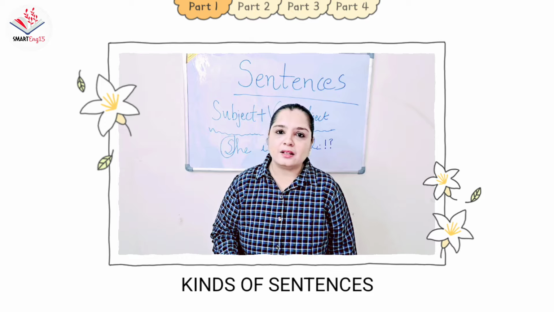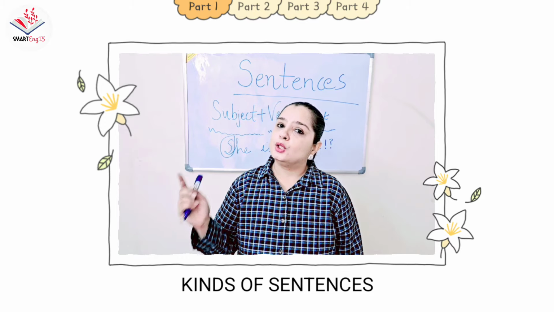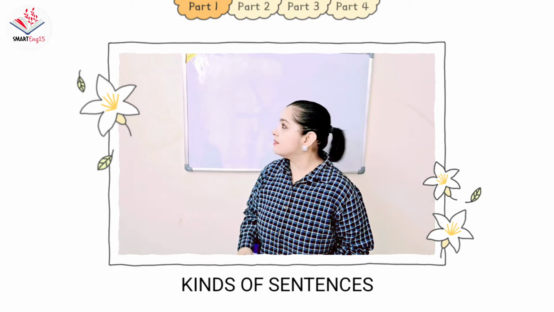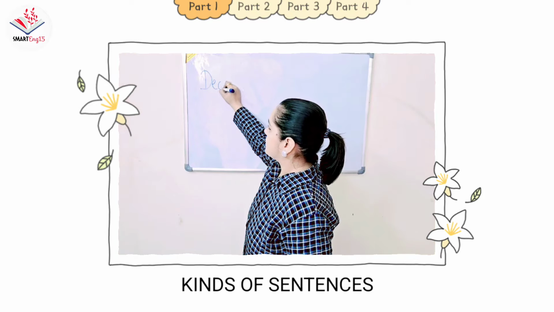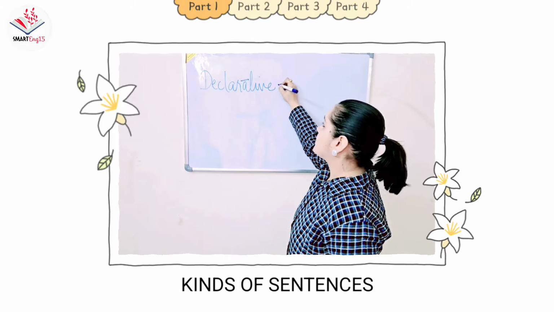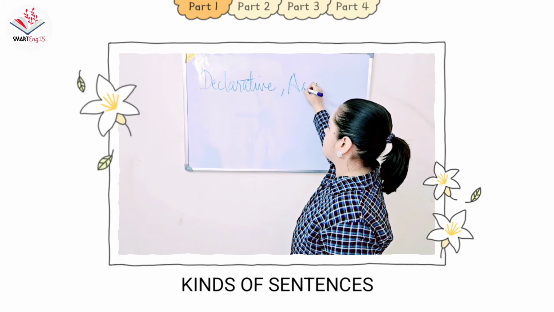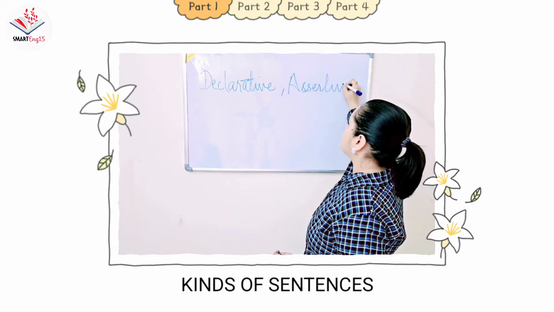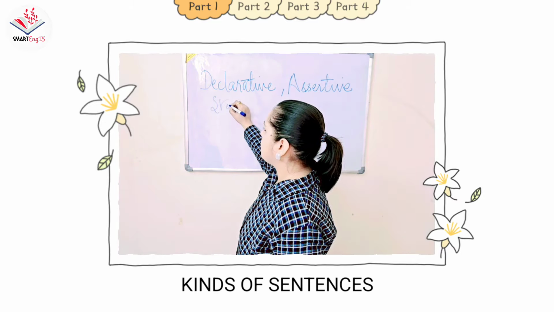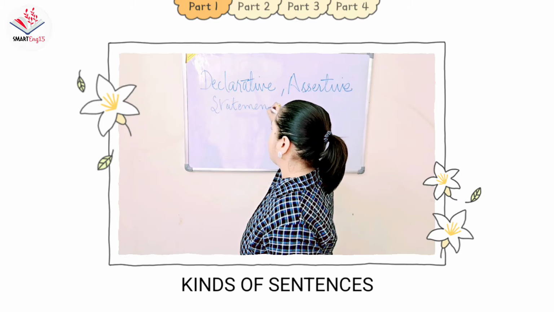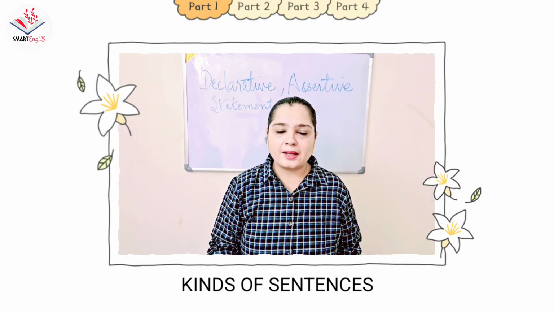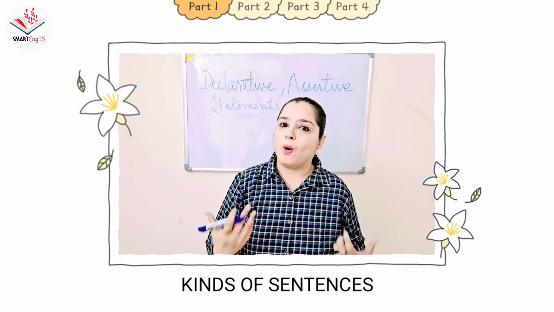So now let's learn how many kinds of sentences exist. Let's learn the first type of sentence, that is declarative sentence. We also call it an assertive sentence. These kinds of sentences are generally statement sentences, meaning simple sentences in which there is no expression, there is no question, there is no surprise, there is no feeling, there is no order, right?